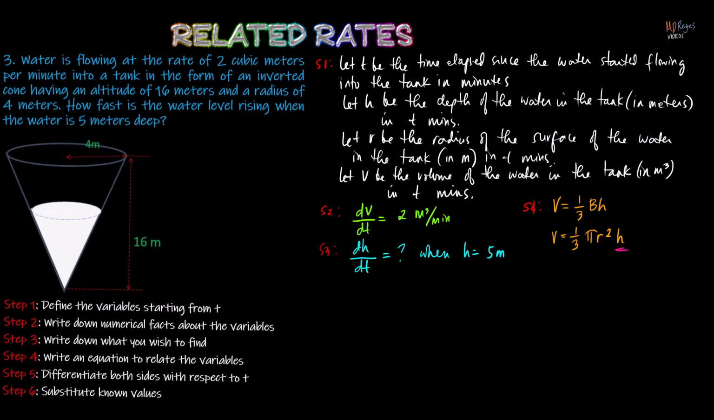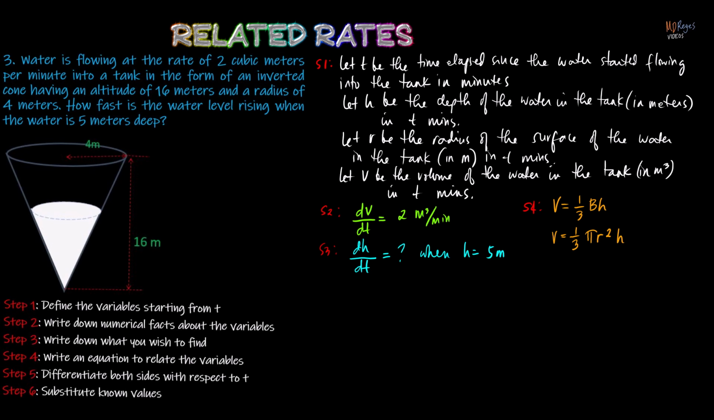Now we are looking for dh over dt. So it's okay to have dh over dt on the right-hand side of the equation. But if we have dr over dt on the right-hand side, then that's going to be a problem for us, because we are only given, in step 2, dV over dt. We don't have dr over dt. So we have to write our equation in step 4 in terms of V and h only. We have to find a relationship between r and h so that dr over dt will not be a problem in step 5 after differentiation with respect to t.